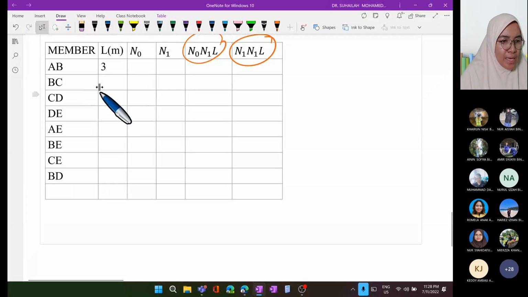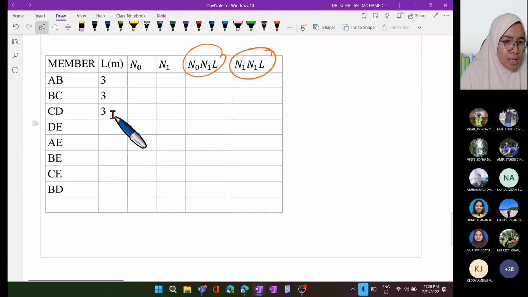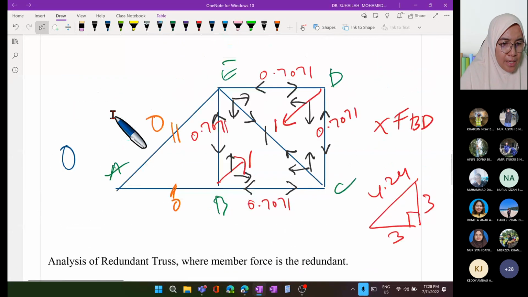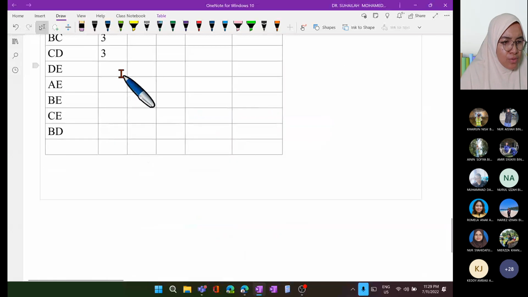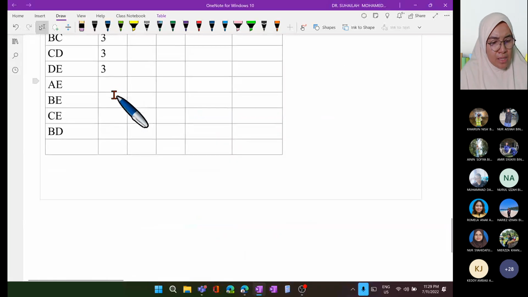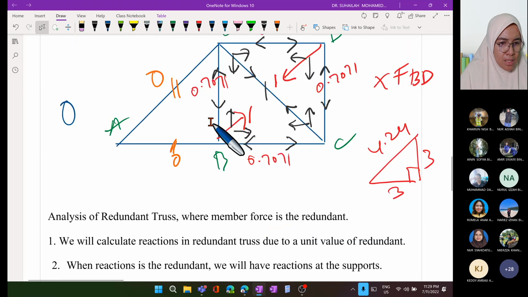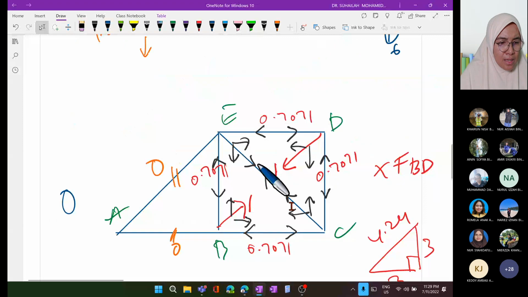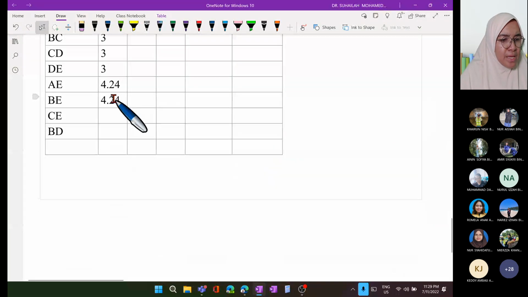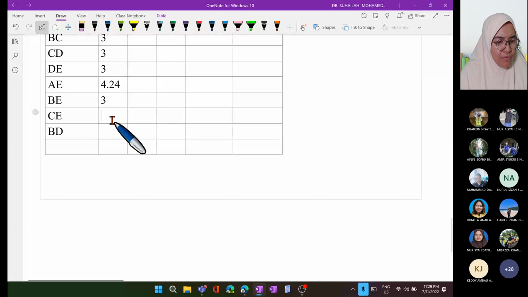Length for AB is 3. Length for BC is 3. Length for CD is 3. Length for DE is also 3. Length for AE is 4.24, the hypotenuse. BE is also 4.24. CE, sorry, BE's vertical is 3, so this one is 4.24.